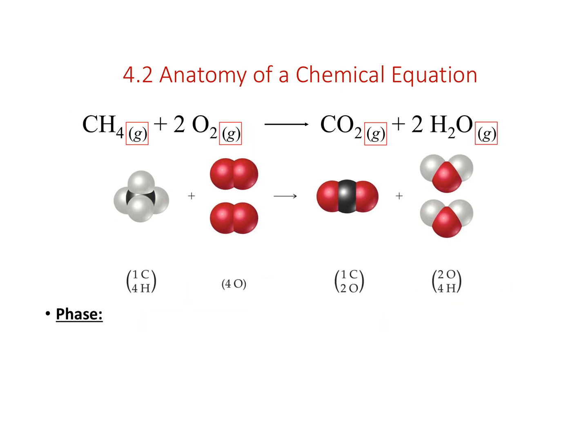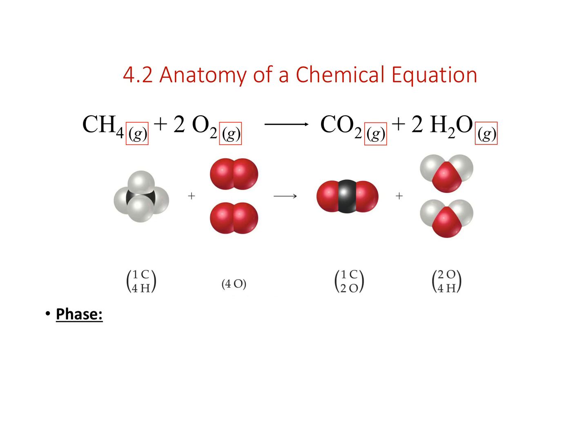Another important component of a chemical equation is the phase. The phase is going to tell us a little more about the physical properties we should expect with my reactants and my products, and whether those will change during the course of the reaction. In this case, I've got methane gas and oxygen gas reacting to produce carbon dioxide gas and water vapor, water in the gas phase.